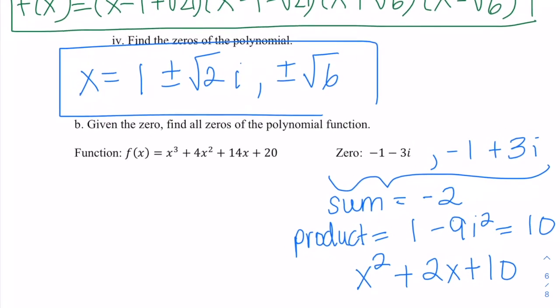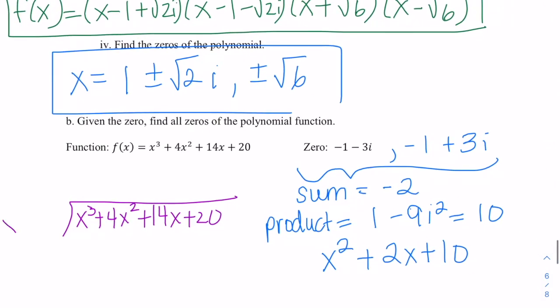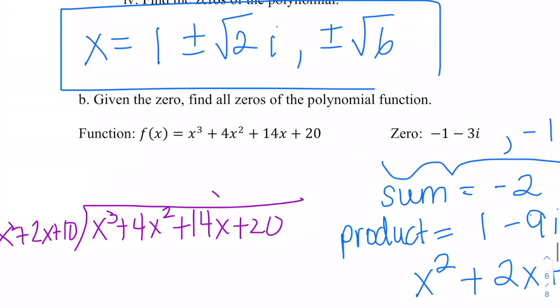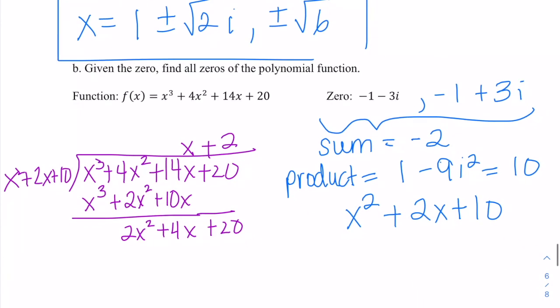So I'm going to use some long division. So x cubed plus 4x squared plus 14x plus 20, and this was x squared plus 2x plus 10. So this will be x, x cubed plus 2x squared plus 10x. Subtract going down, plus 4x, bring down the 20. So it's going plus 2. And so this, just to verify, that's 2x squared plus 4x plus 20, and there's no remainder.